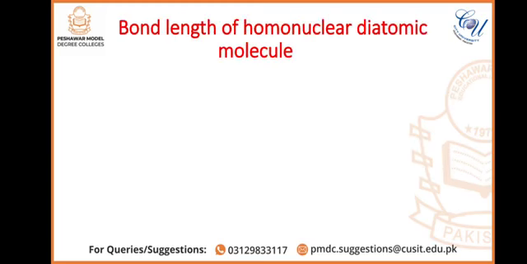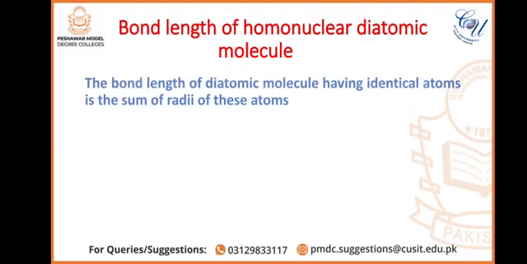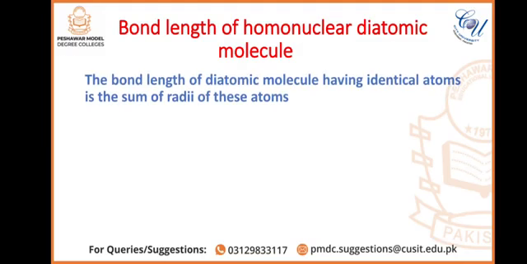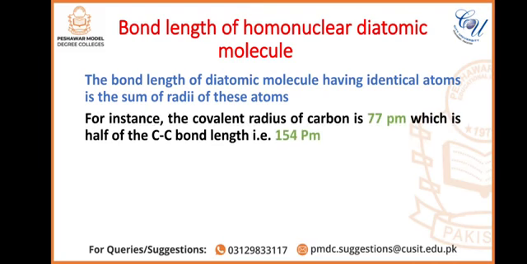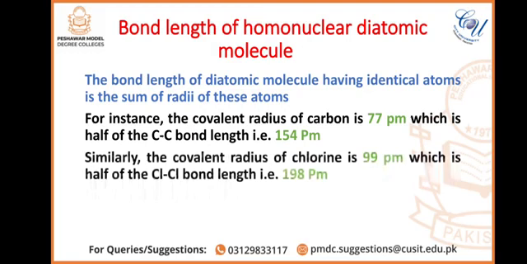How can we determine the bond length of a homonuclear diatomic molecule? Simply, it is the sum of radii of two bonded atoms. For example, if we talk about carbon, then covalent radius of carbon is 77 picometer, which is half of the bond length of carbon-carbon bond. Likewise, covalent radius of chlorine atom is 99 picometer, which is half of chlorine-chlorine bond length, that is 198 picometer.